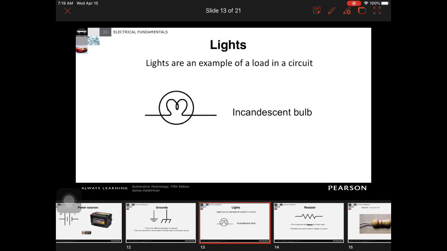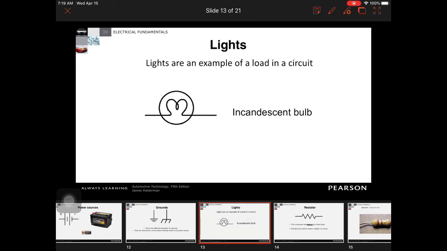The next one that we're going to see is a light. So lights are an example of a load in a circuit. This one specifically is an incandescent bulb, okay? And what this is trying to show is the little filament of wire. So if you've ever looked at a bulb closely, you will see that there's a little coil of wire on the inside. And this is actually trying to showcase that component of a light, okay? So this is an incandescent bulb specifically.